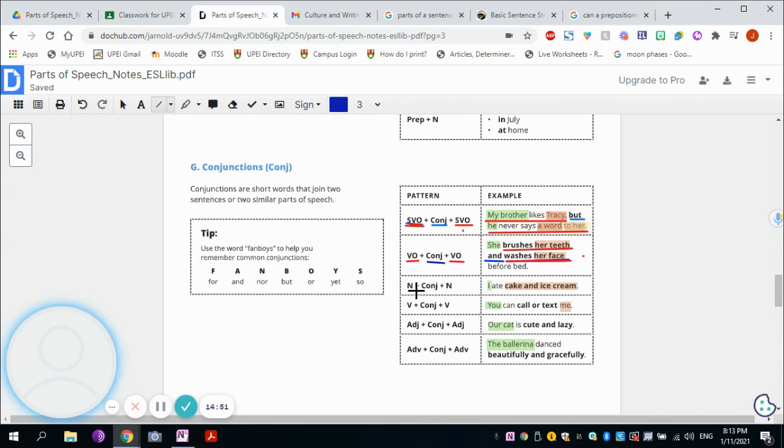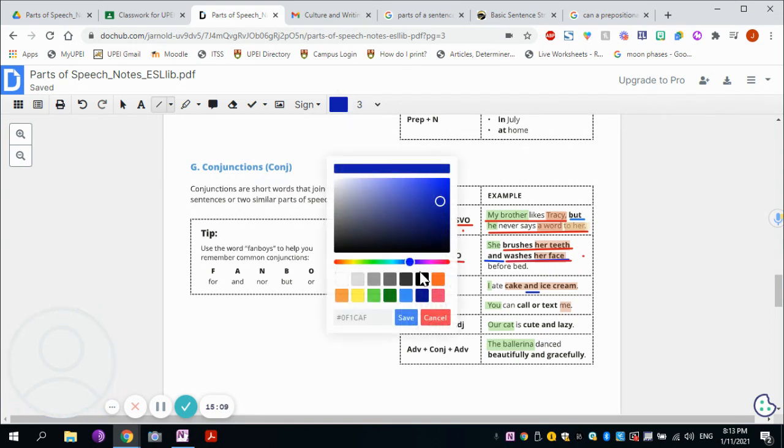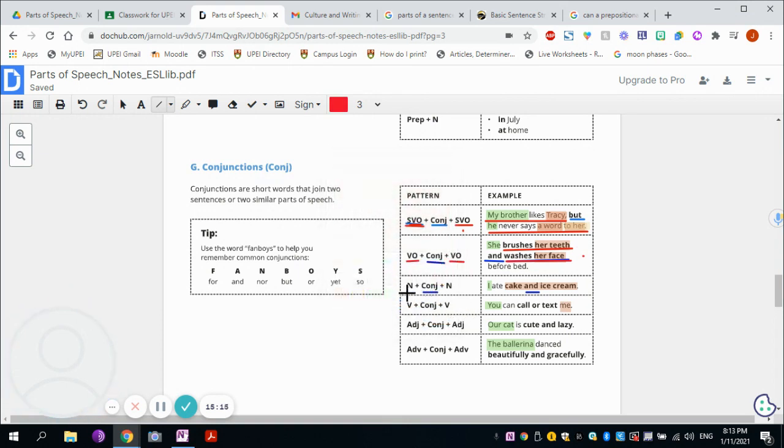You can also have a noun plus a conjunction plus a noun. So again, over here, we're not going to worry about the subject and the verb. We're going to think instead about this pattern here. We have our conjunction, and that conjunction is between two nouns. So we have a noun, we have another noun. So do you know what those nouns are? Those nouns are cake and ice cream. So I ate cake and ice cream. Noun, conjunction, noun.